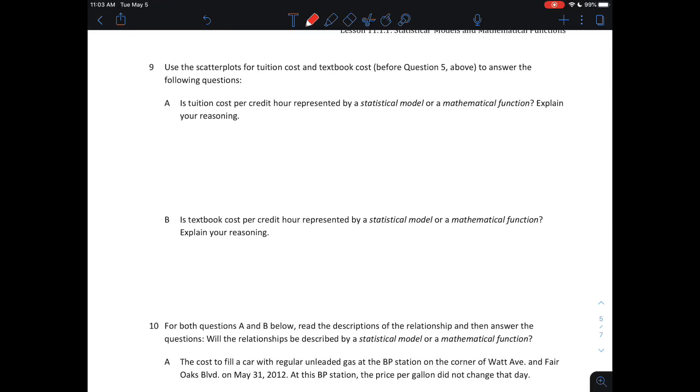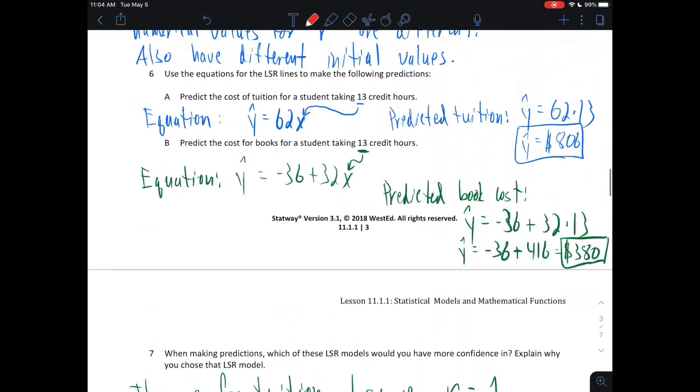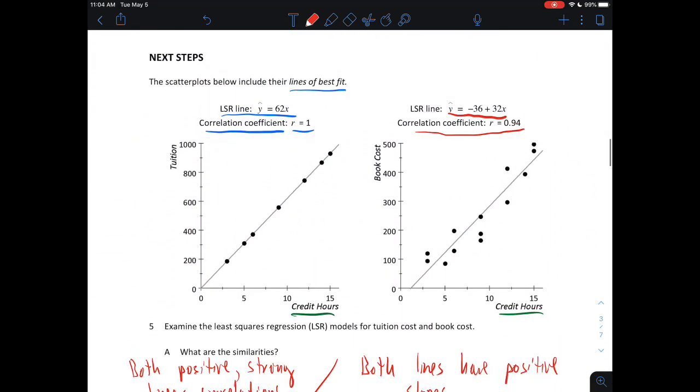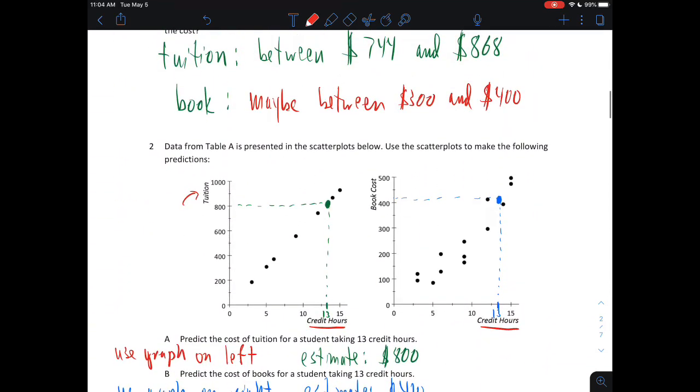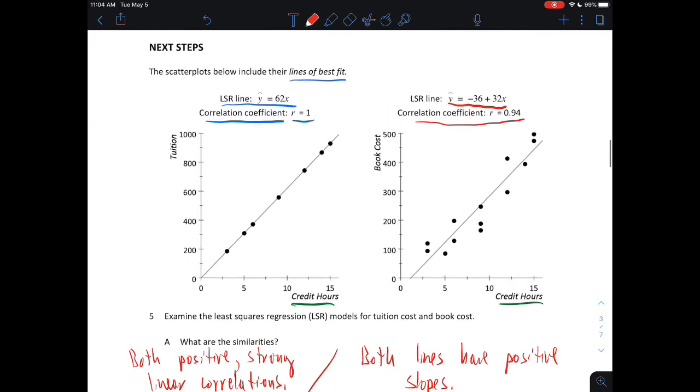Number 9. Use the scatter plots for tuition cost and textbook cost, the ones before question 5 above, to answer the following questions. Part A. Is tuition cost per credit hour represented by a statistical model or a mathematical function? Well, let's go back to what we saw with those scatter plots before question 5. So if we're taking a look at that scatter plot, there's the ones with the lines before question 5. You can also just go one page previous and see the scatter plots without the lines. But maybe let's ask ourselves, with the difference that we saw in the you need to know box, do we see with credit hours and tuition different tuition values for the same number of credit hours? No. For any given credit hours, there's only one tuition cost.